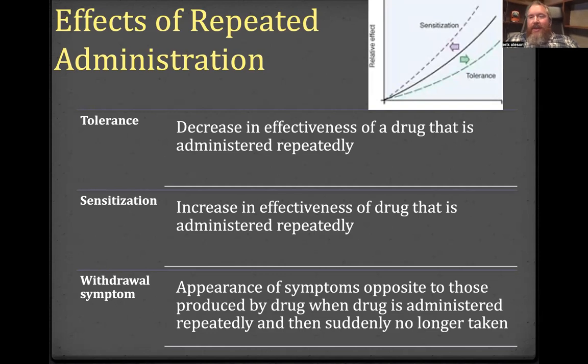Okay. So in addition, you can develop sensitization, or increased effectiveness to a drug that is administered repeatedly. You can also suffer withdrawal symptoms, or appearance of symptoms opposite to those produced by the drug, when the drug is administered repeatedly and then suddenly no longer taken.